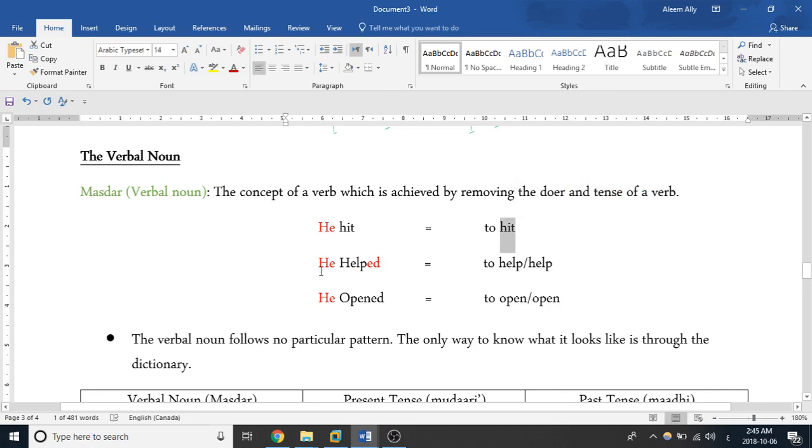If we took he helped and we remove the doer, which is he, and we remove the past tense, which is ed, you're left with to help or help. It's just the concept of helping. That's what the masdar is. And it's called a verbal noun, so it's treated as a noun.